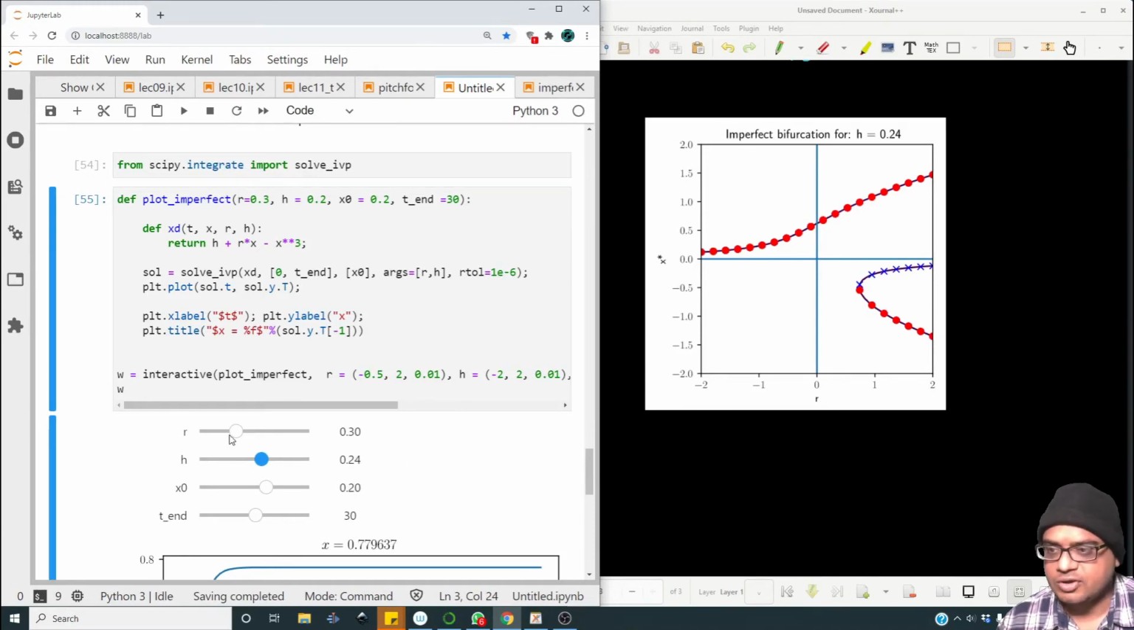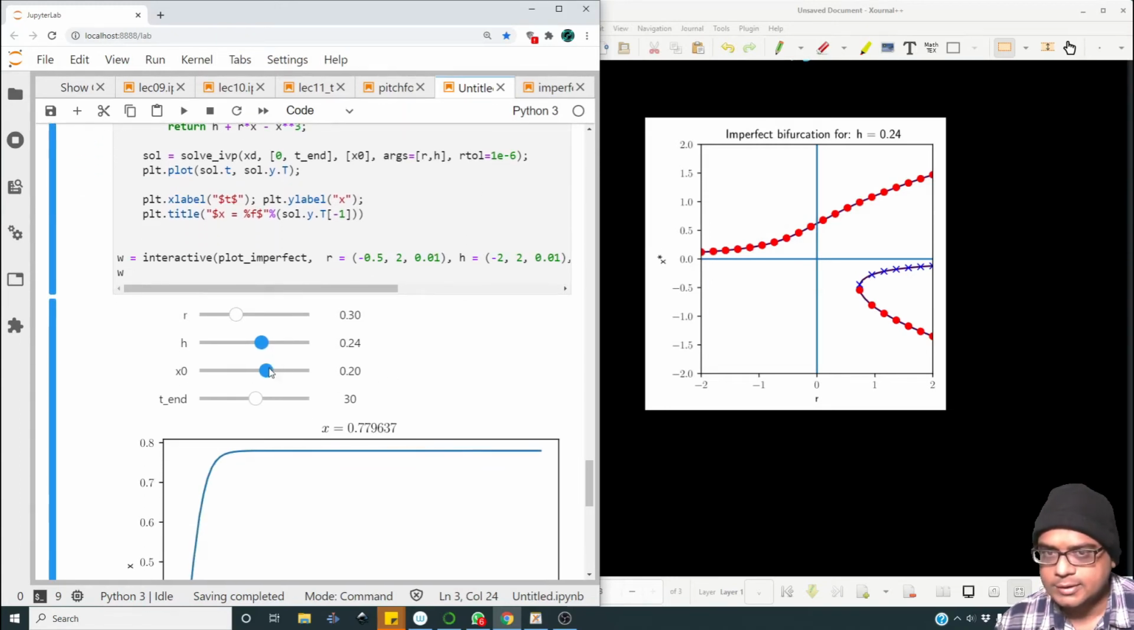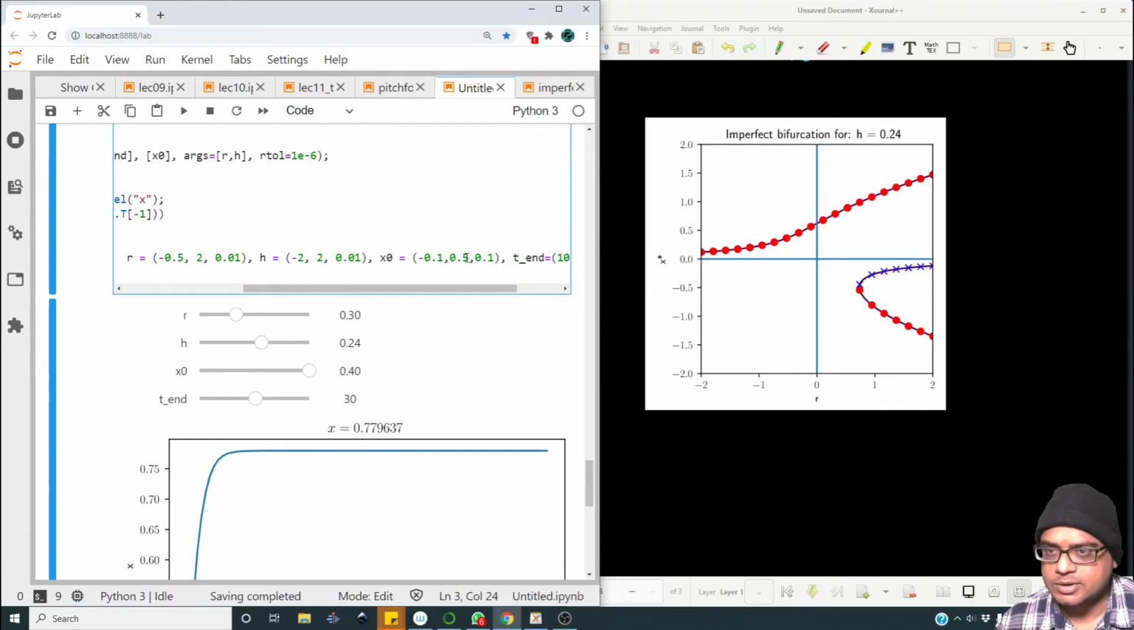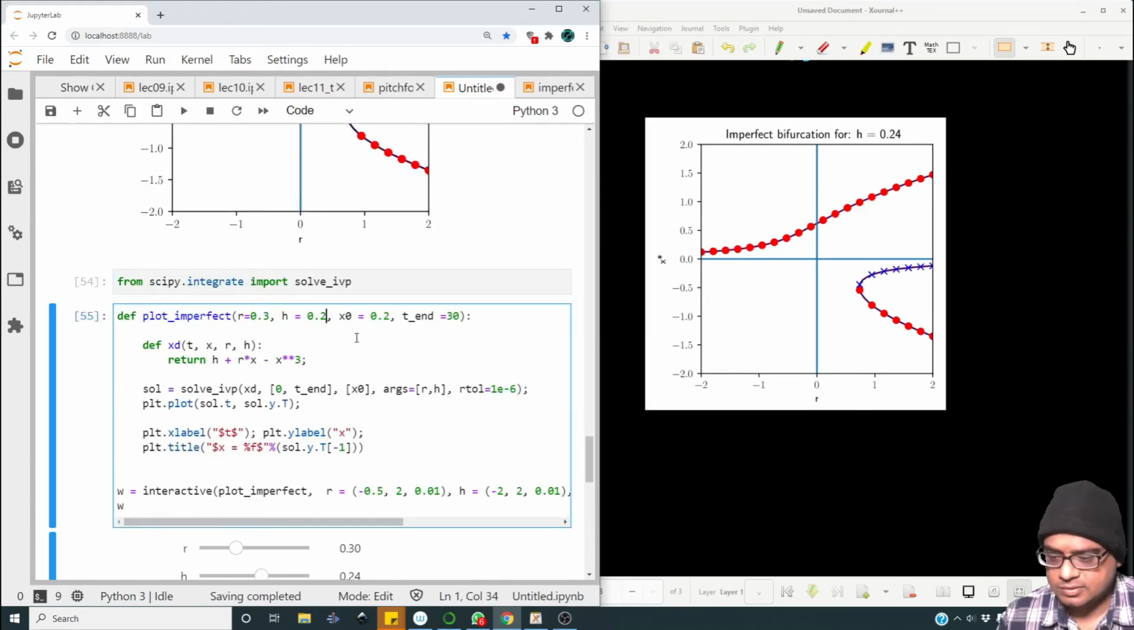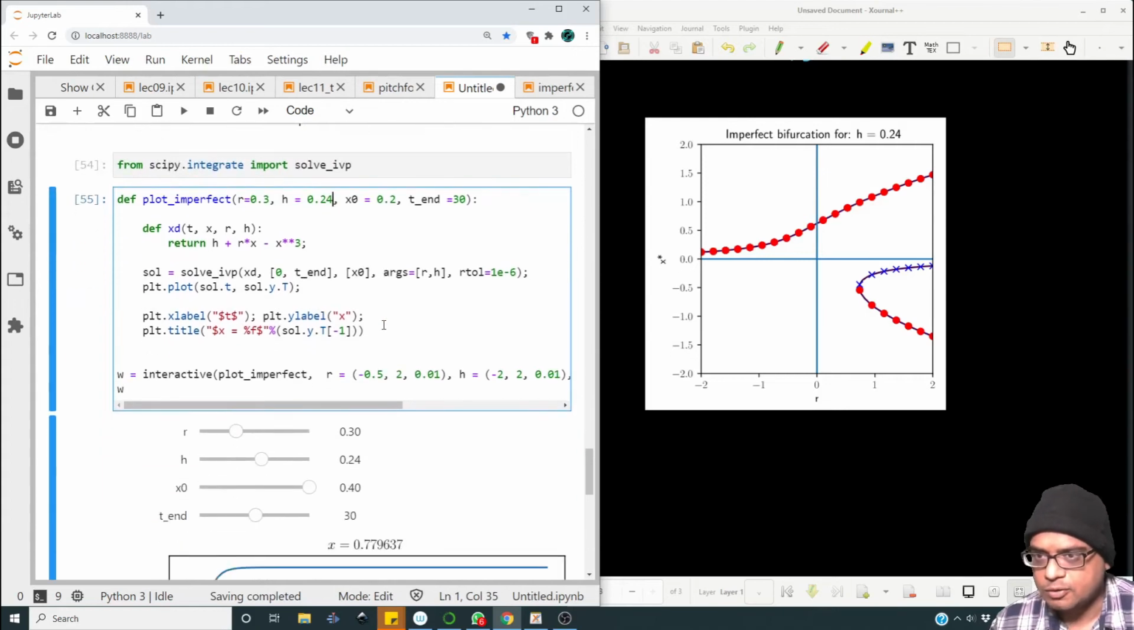Now let us change r. So let me go from this positive value. Okay, so the fixed point is 1.5. So possibly we need to change the initial condition further. So let me increase this to 2. Alright, let me pass h equal to 0.24 as the default value, and let the default value of r be equal to 2.